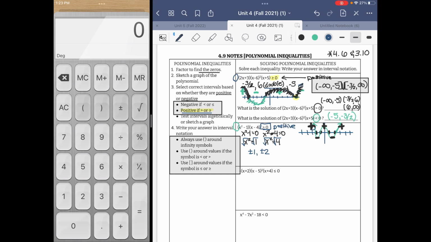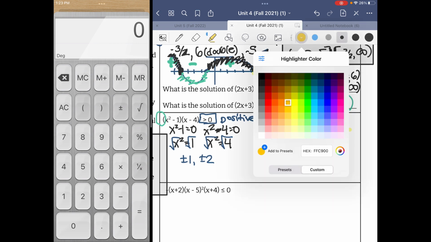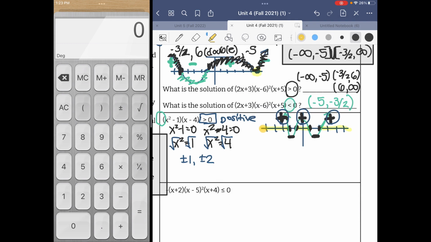So I want these 3 intervals. Everything from negative infinity to negative 2, negative 1 to 1, and 2 to infinity. I'll go ahead and zoom in on that because it's kind of hard to see. Actually, I'll just pick a darker yellow. Negative infinity to negative 2, negative 1 to 1, and 2 to infinity. Because in between everything else, it went below, so it's negative.